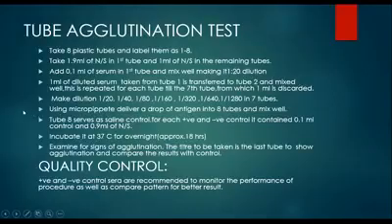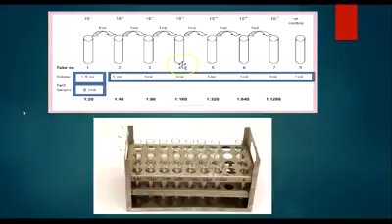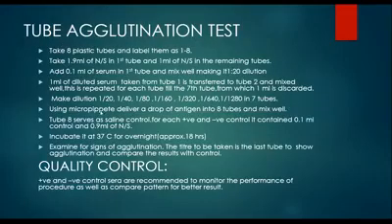Using a micropipette, deliver a drop of antigen into all 8 tubes and mix well. So the next step is that after making all these dilutions, we put 1 drop of the antigen into all these tubes. It can be either an O antigen or an H antigen. Now, tube 8 serves as the saline control. Incubate it at 37 degrees Celsius overnight.